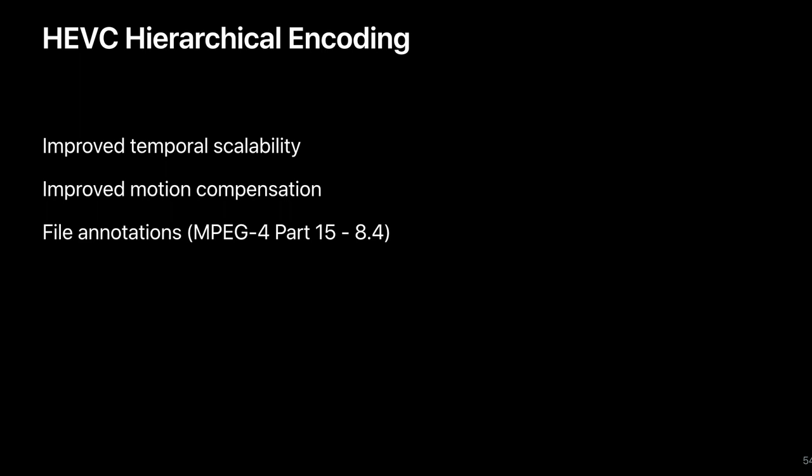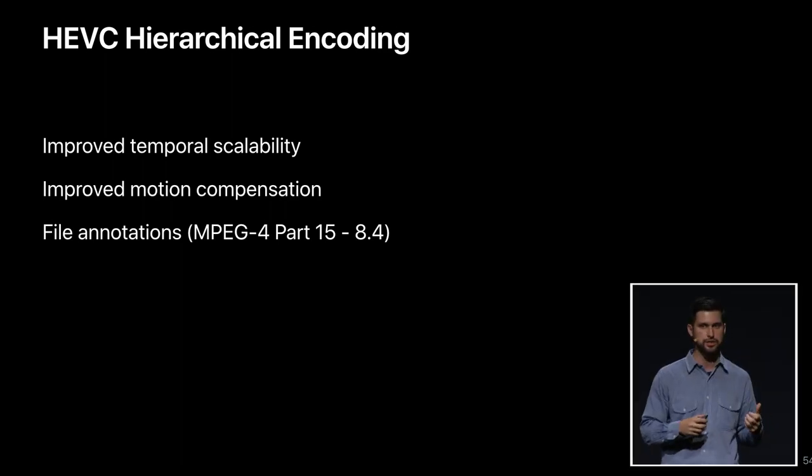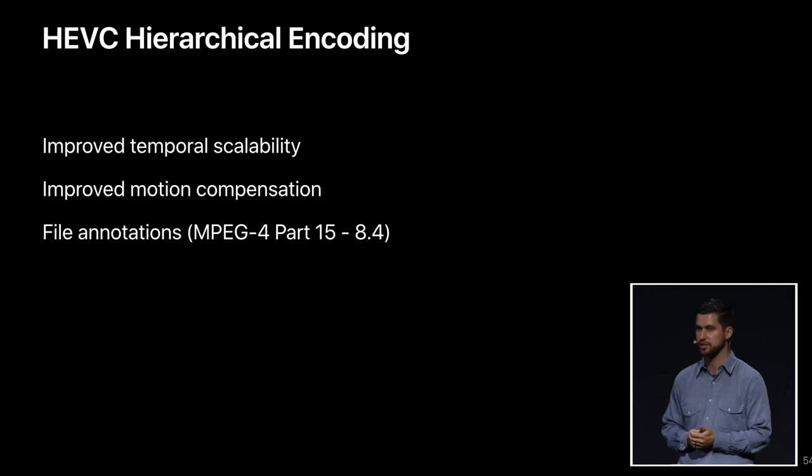it also improves compression. We're also using file annotations, and for those of you that like to read specs, check out MPEG 4 Part 15, Section 8.4. And basically, we're using sample groups so no bitstream parsing is necessary to get at this information. So that really helps. All right, how do we opt into this?